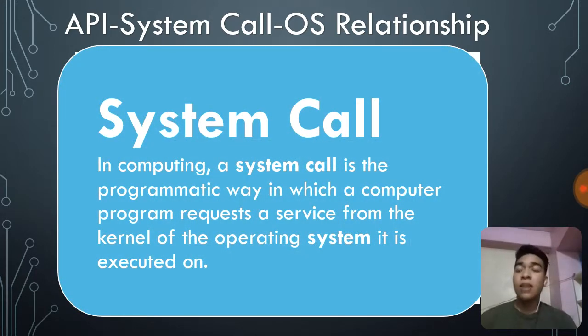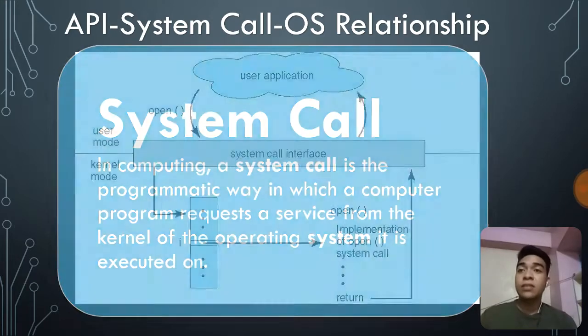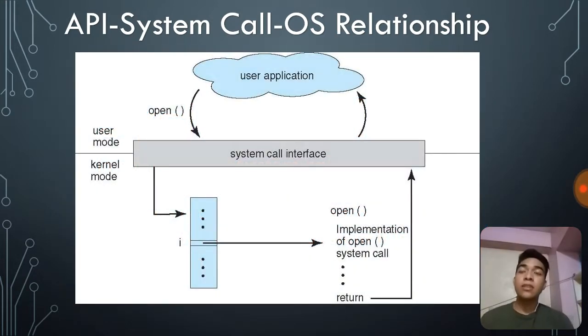Next, we define system call. A system call in computing is a programmatic way in which a computer program requests a service from the kernel of the operating system it is executed on. So as I said a while ago, it also functions as the bridge from the user application to the hardware of the computer. So here we go back to the diagram.